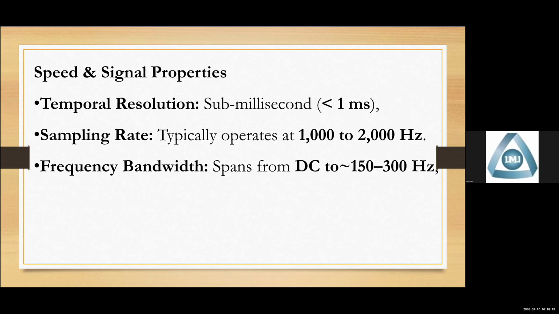Temporal resolution is sub 1 millisecond. The sampling rate typically operates at 1 to 2 kilohertz. It works with DC to 150 to 300 hertz.